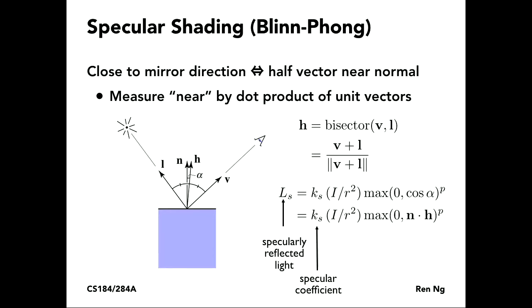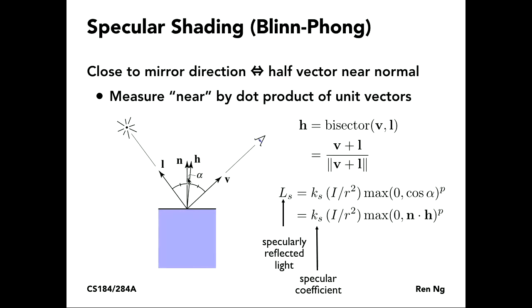So what that means is that if my eye is close to the mirror direction, that's going to be the same geometrically as if the half vector is near the normal. So what's this half vector? The half vector is just the bisector between the view direction and the light direction. So there's the light, there's the view, and if we take the bisector between them, which is easy to calculate because we just add the two vectors together, that will give us a vector in the direction of the bisector. You have to normalize it too. When they're close to the mirror direction, this half vector is going to be very close to the surface normal. I think we can see that geometrically.